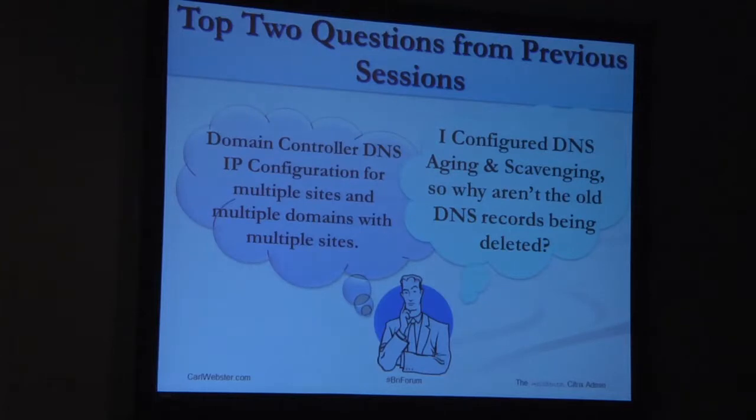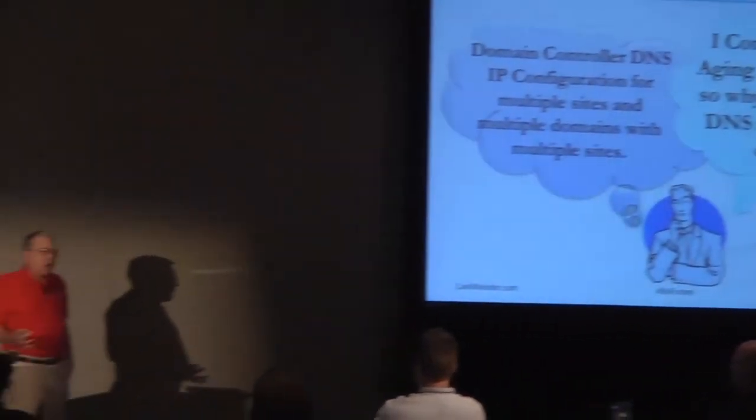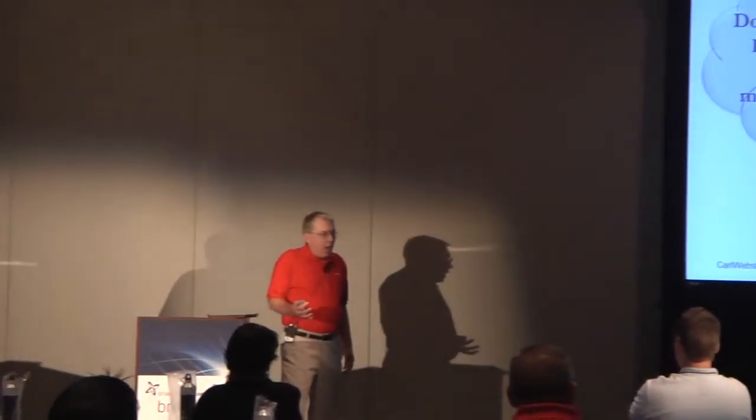And then, hey Webster, I went and I configured DNS Aging and Scavenging, and none of the records were deleted. So why aren't all these old DNS records being deleted? Or some of them were pretty bad. Hey Webster, I went and did all this configuration, and it didn't look like it was working, so I found this command on Google. And the next day, almost every record in DNS was missing. What happened? Because my boss sure was pissed that I did that.